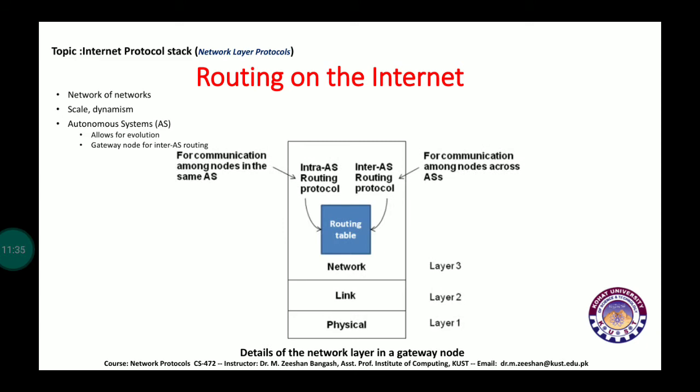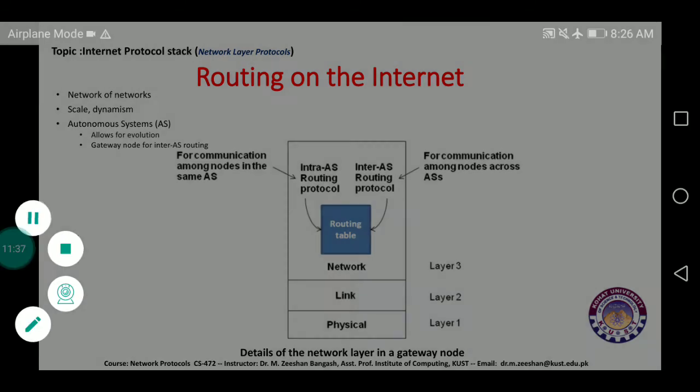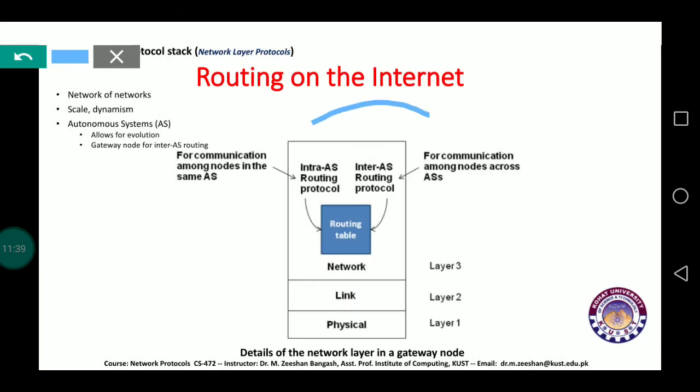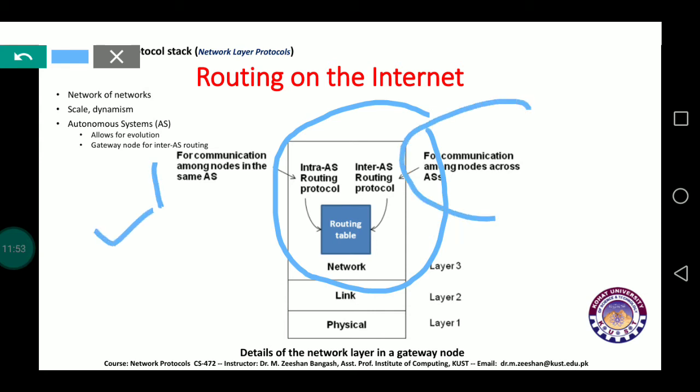So basically this network layer, which is the third layer of the OSI model, has the routing algorithm as its functionality, which can be used for communication among the nodes that are in the same network, or for communication among nodes across different autonomous systems. And the routing algorithms that are used for communication among different autonomous systems provide integration.